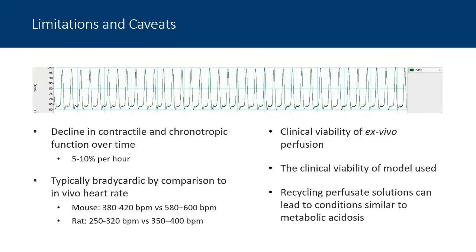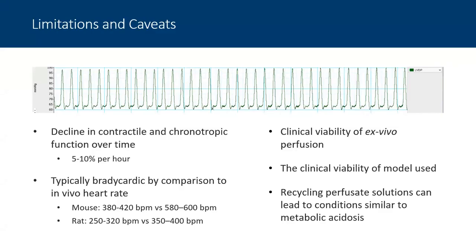The other clinical viability question that we need to be aware of is the viability of the model used. When we're looking at our small rodent species, as we've just discussed, their heart rate can be as much as 10 times higher than what we would expect in a clinical situation. This also has influences on how quick we have contractile cycling as well. So these are just considerations we need to be aware of. And once again, we can circumvent these kinds of limitations by taking our Langendorff experiments and testing them further in a more clinically viable manner.